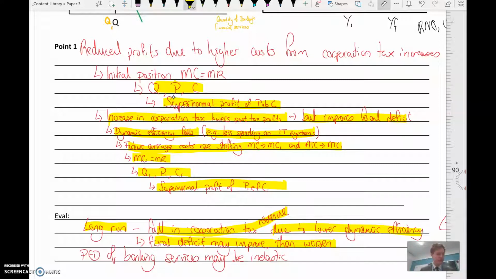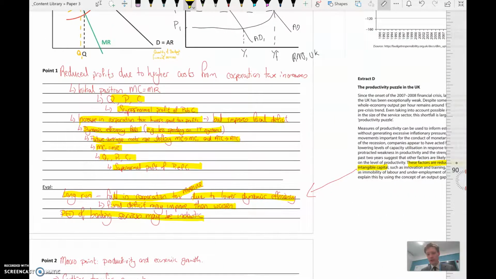may be negative in the long run. I might also refer, because I've chosen banking, I can now say, well, the PD of banking services might be inelastic. There aren't any close substitutes. It might be a high quality good. It might be differentiated. And therefore, any increase in costs for the firm could be passed on to the consumer, and therefore it may not have a significant impact on the firm. And that's something further that you can discuss.